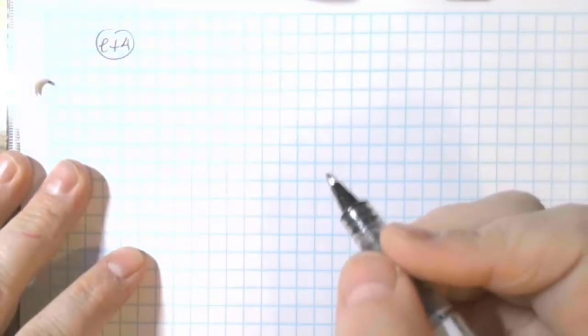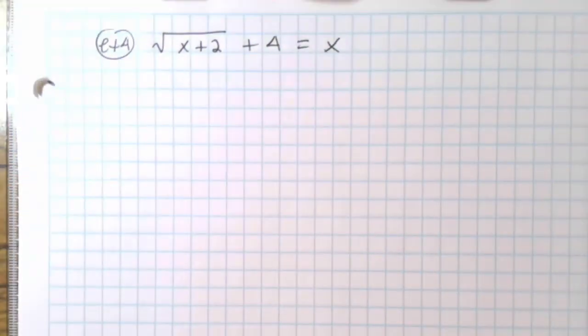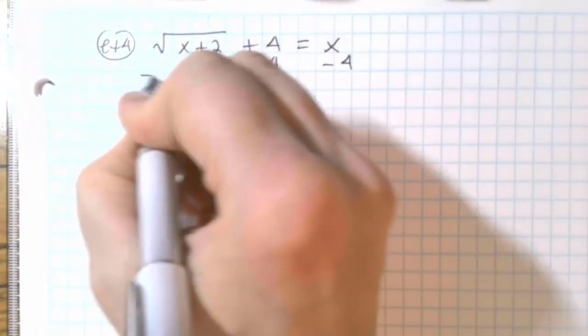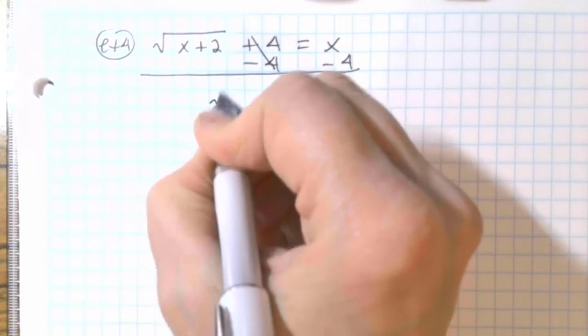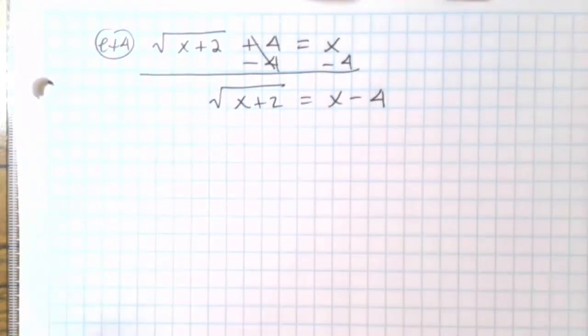Example 4. This one won't have that x conveniently be subtracted out. So square root of x plus 2 plus 4 equals x. Okay, first step, isolate the radical. So we're going to subtract 4 over to the right. So square root of x plus 2 equals x minus 4.